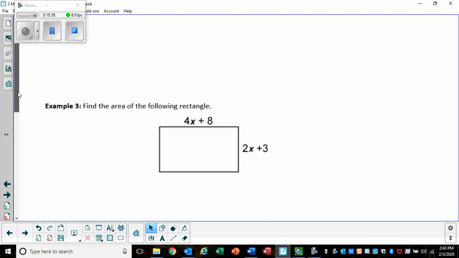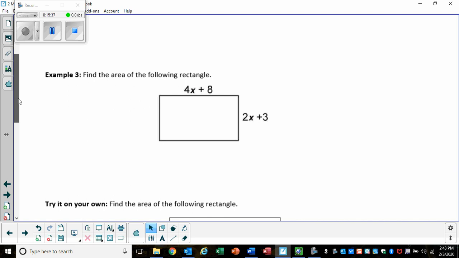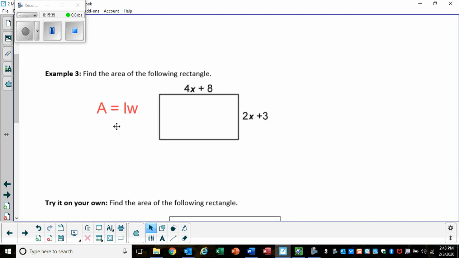Finally, it's just dealing with area. Okay? Remember area, we do length times width. So we're just going to do 4x plus 8 times 2x plus 3. I just set it up like that.